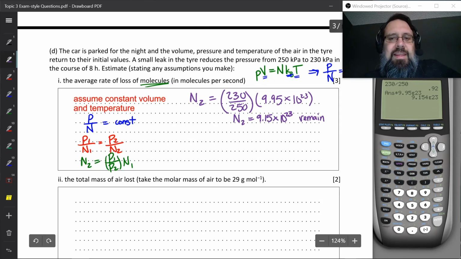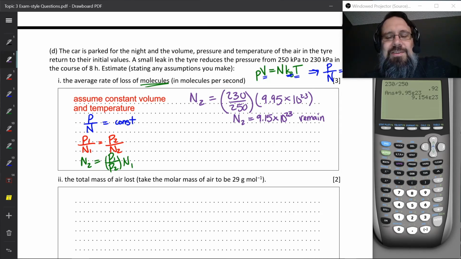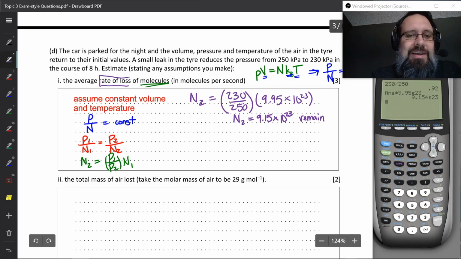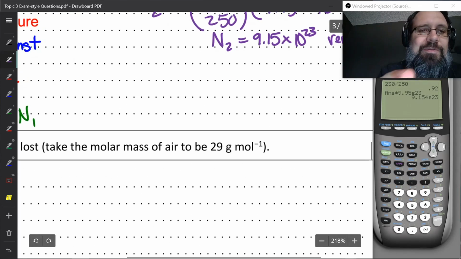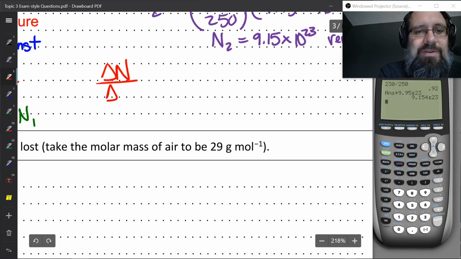Okay, it wants us to find the average rate of loss. We know how much we started with, we know how much we ended with, and we know how much time it took. So all we have to do is find out how many molecules left in this time, and then divide by the time. That'll give us the rate of loss, which is per time. So we're looking for delta n over delta t.